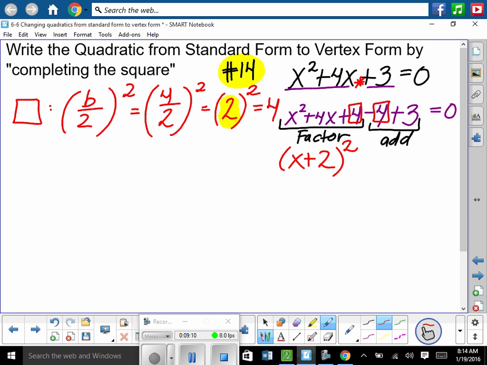Then we're going to add these up. Negative 4 plus 3, negative 1. And boom, it's in vertex form. So there's our quadratic. It was in standard form here. It's now in vertex form. And once again, tomorrow we'll learn how to solve something like this. Now, why would we want it in this form? It's way easier to graph. It's way easy to solve. So this is like really an ideal form.